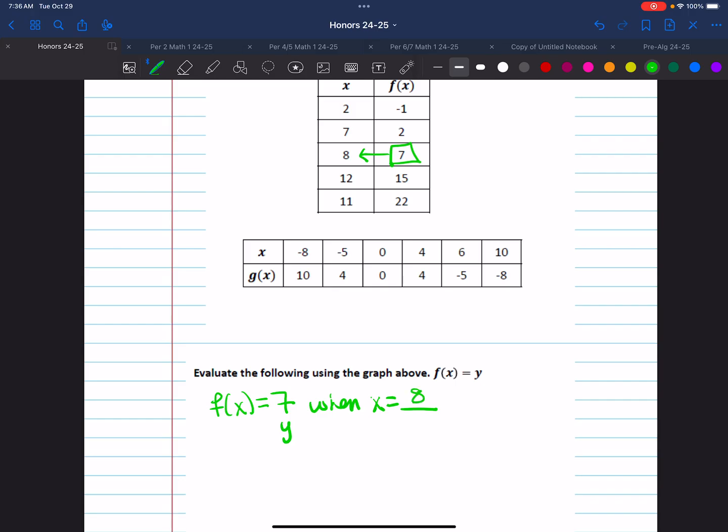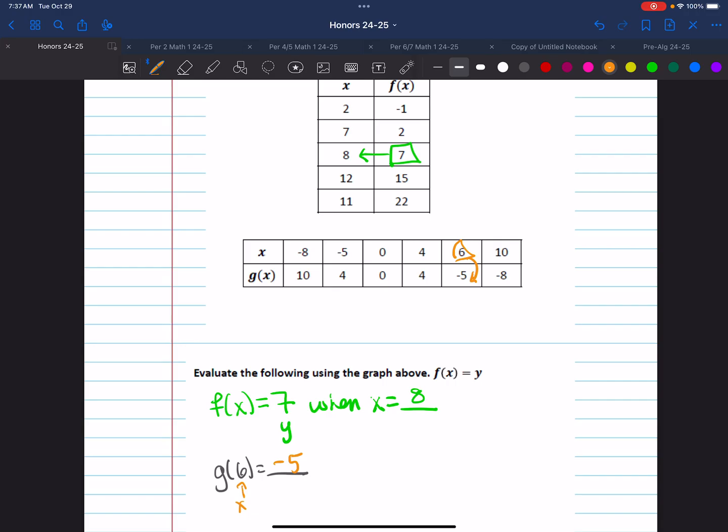What if I did g? Because we have f and g here. What if I said g of 6 equals blank? Well, this is an x value. So I'm going to look at the g. Here's the x value for 6. Its number partner is -5.